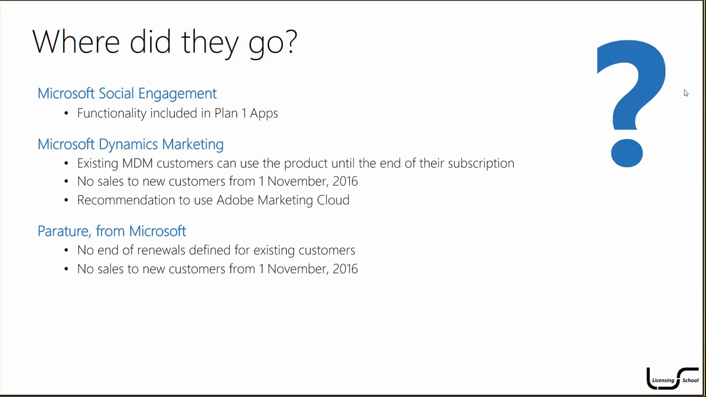Other things, Parature. No end of renewals is defined for existing customers, but sales to new customers were stopped from the 1st of November. If you've got customers interested in what Parature did, which was to do with customer service, you should recommend they go to the customer service plan, that app. So no new sales to new customers. If you've never been involved with Parature, then fine. No end of renewals is defined, that could come, but if you've got customers interested in customer service where perhaps you would have talked to them about Parature before, that should now go to the customer service module.